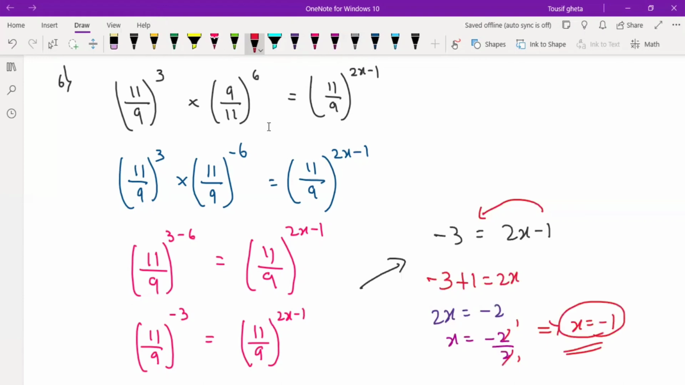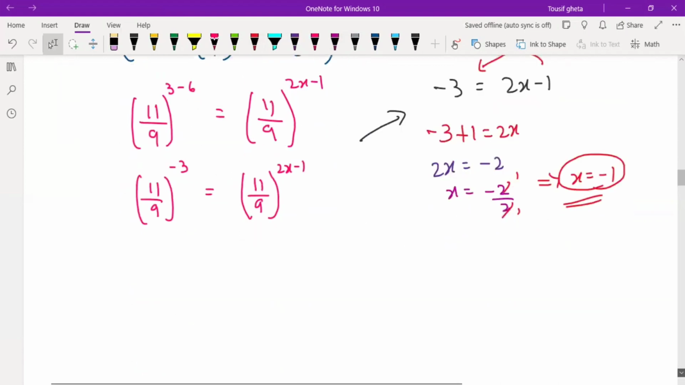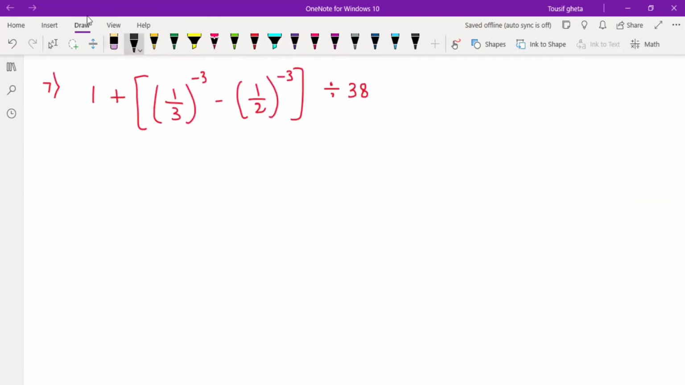Let us go with the next one. So let us go with the seventh one. As you can see in the seventh question, 1 plus (1/3)^(−3). The exponent has a negative power. Let us make it positive because we need to simplify and get the value. So 1 by 3, we can reciprocate as 3 by 1, so we're going to write down just 3.